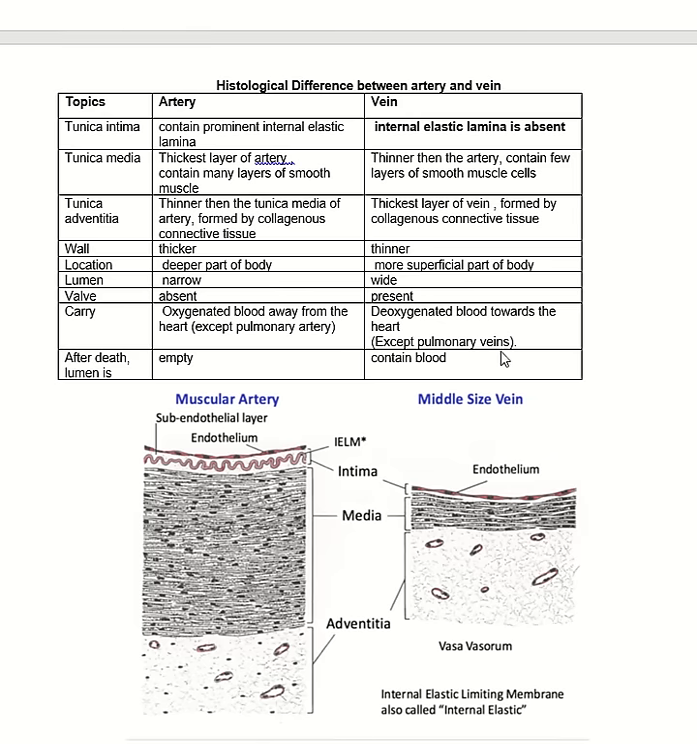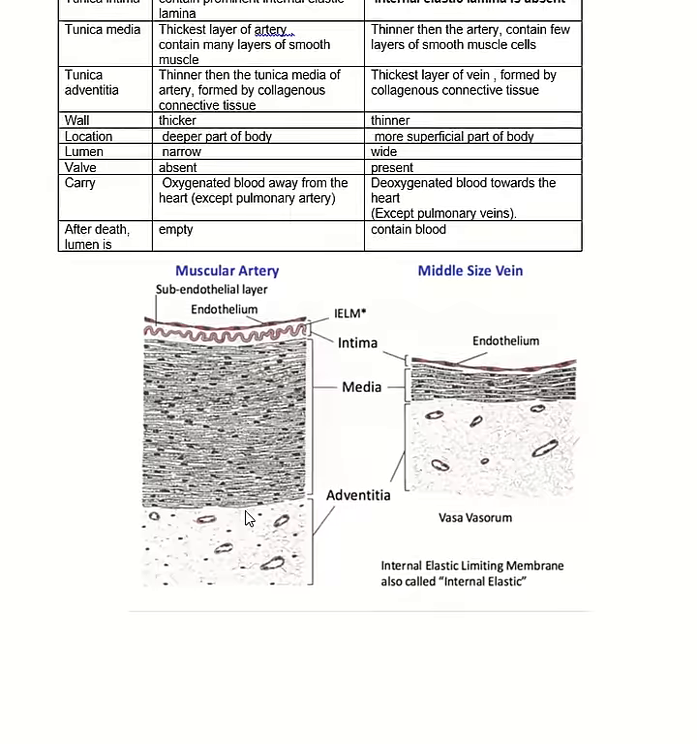The exception is the pulmonary vein, and the veins of the cranium not only contain deoxygenated blood, they also contain CSF. After death, the artery is empty, but the vein contains blood. These are the differences between artery and vein.